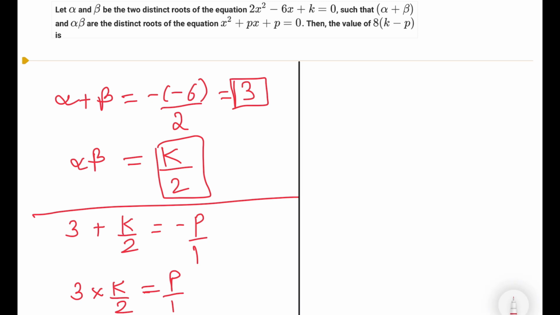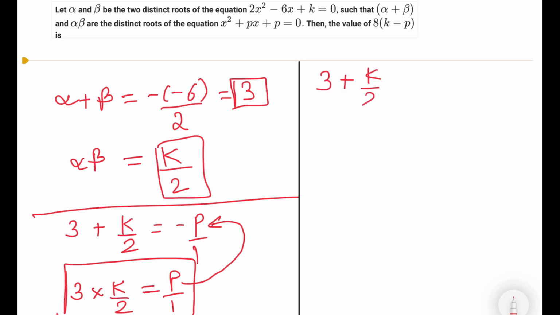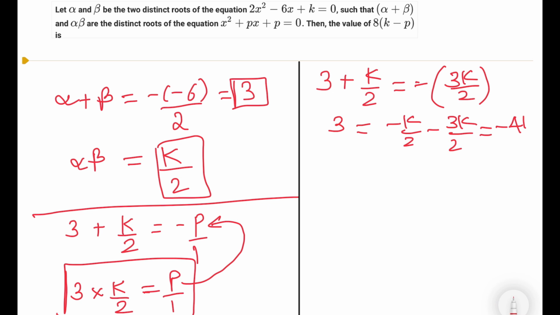Now let's solve them. Let's start with solving for k. We know that 3 into k by 2 is p. So from this particular relation, we know that 3 into k by 2 is p, and that p we put in the equation above it, and we can figure out the value of k. So we'll write 3 plus k by 2 is equal to minus of p, which we have found as 3k by 2, right? Now if you take minus k by 2 to the right hand side, you will have 3 is equal to minus k by 2 minus 3k by 2. This is minus 4k by 2, isn't it? Or 2 and 4 on the other side. K is basically 6 upon minus 4, or that makes it minus 3 by 2.